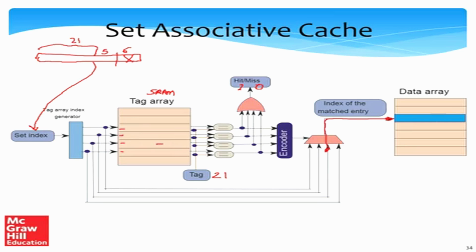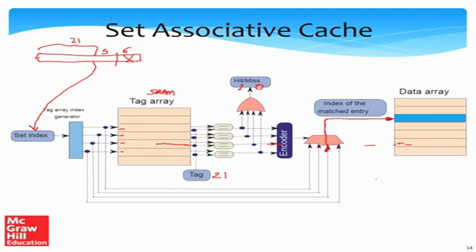Right? Okay, so basically it corresponds to this entry, and we'll go to the corresponding entry in the data array, which is this one. If let's say we had a hit in this entry, then we would have gone to another one. So it doesn't matter, right? What we need to remember is that each entry in the tag array has a corresponding entry in the data array. There's a one-to-one correspondence.